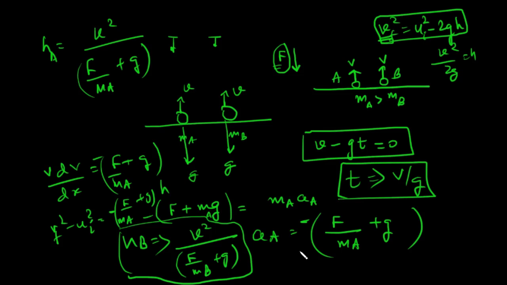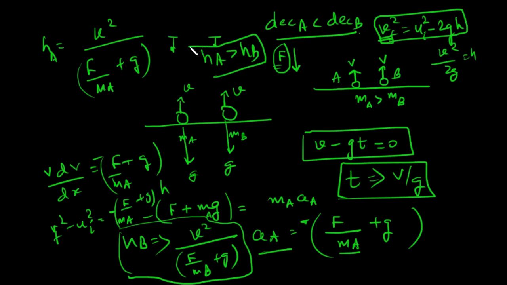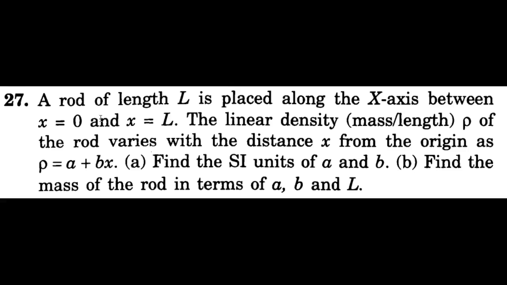Since mass is bigger, deceleration will be less. Since mass is bigger, in the numerator by denominator, if the denominator is bigger, then it reduces the fraction. This means the deceleration will be less in case of A. This means the deceleration of A is less than the deceleration of B. So since deceleration of A is less, this means A will reach a greater height than B. So height reached by A is greater than the height reached by B. This is the answer. Alright, so we have another question.